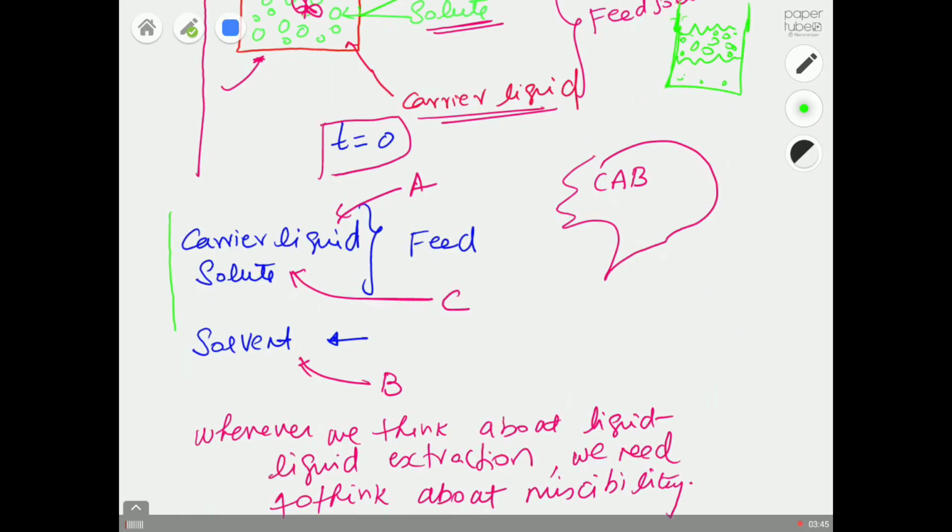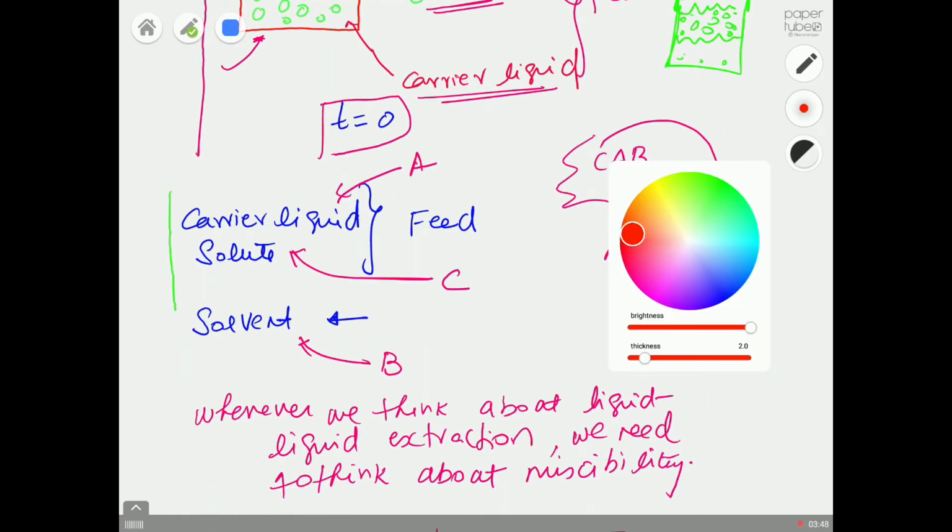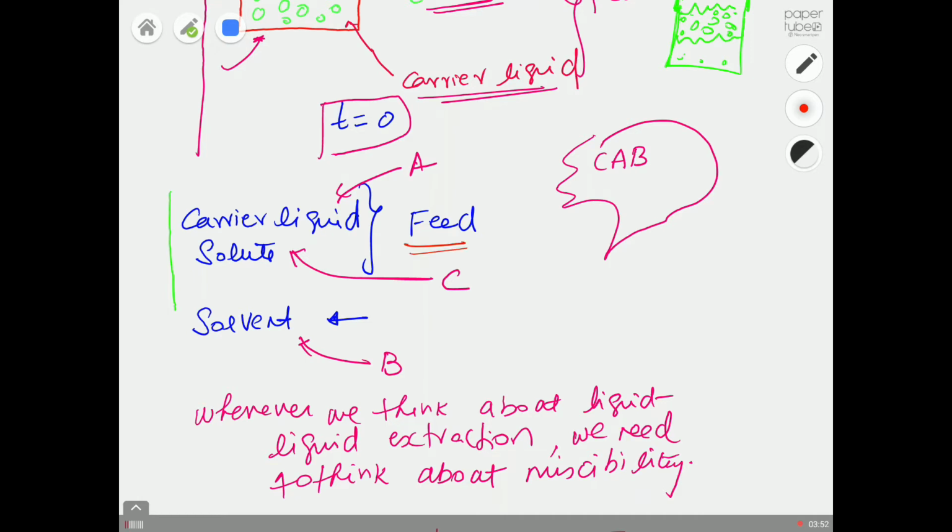And a few things you have to remember before that. Whenever I say feed solution, it contains two components. A is your carrier liquid, C is your solute, and then there is the solvent. The solvent is something we add to do the extraction from the other liquid, and we use the notation B. So I use this word CAB. Try to remember, and don't get confused with these notations, because if you don't follow a certain rule or pattern, you will get confused whenever I give you a problem. It's better to stick to this notation: C for solute, A for carrier liquid, and B for solvent.